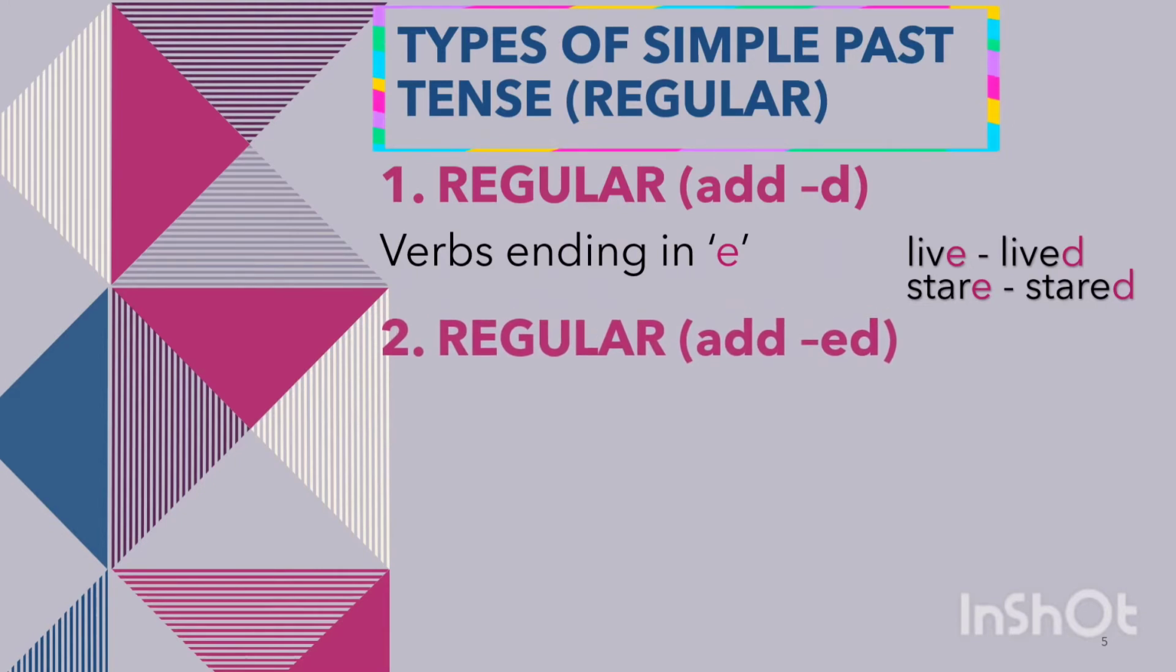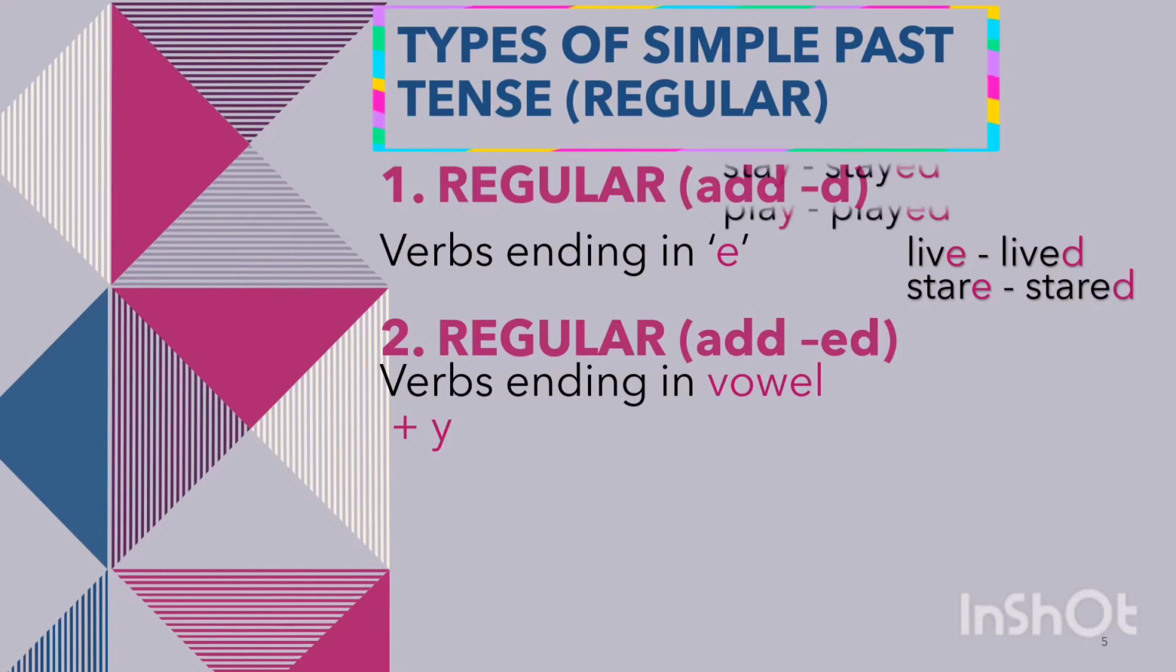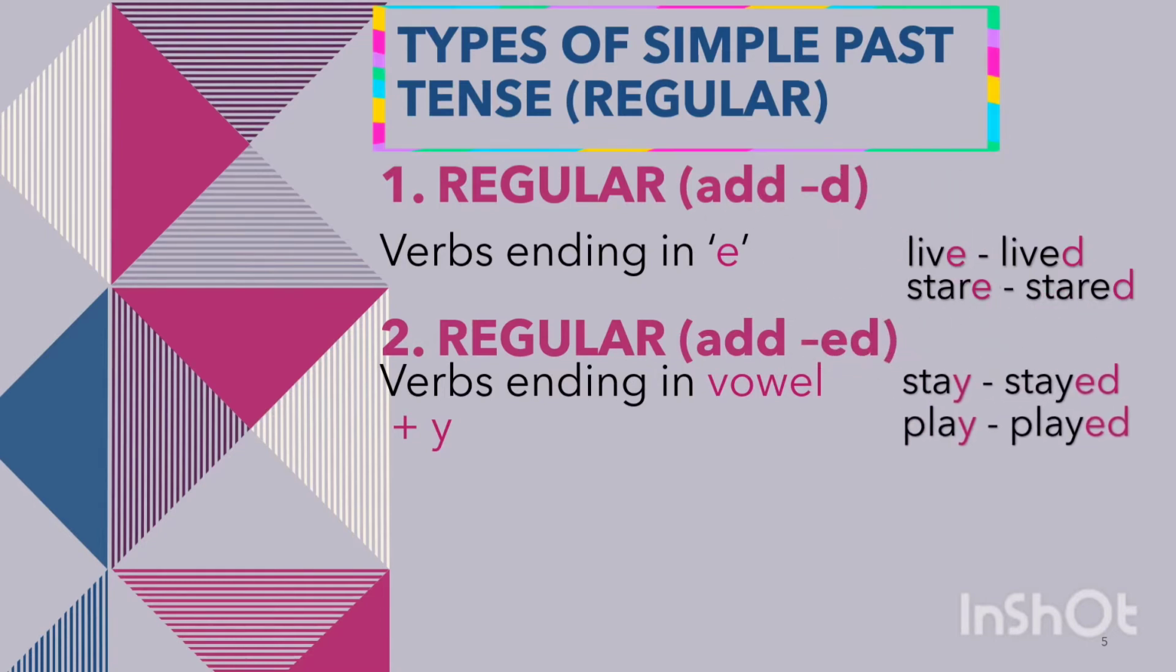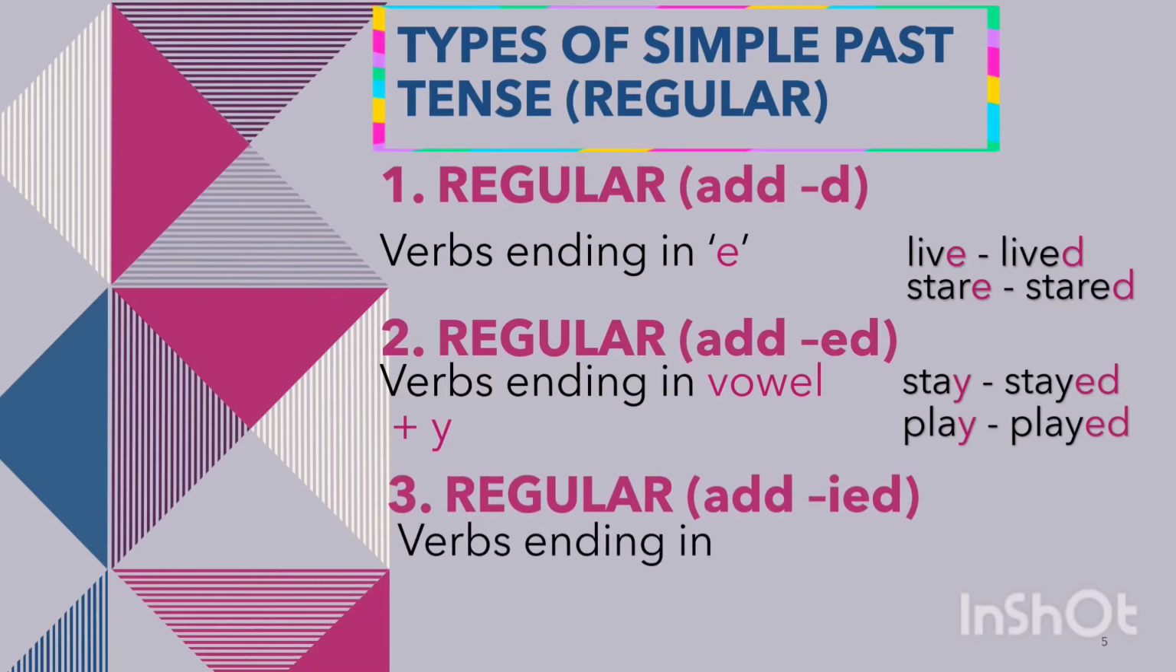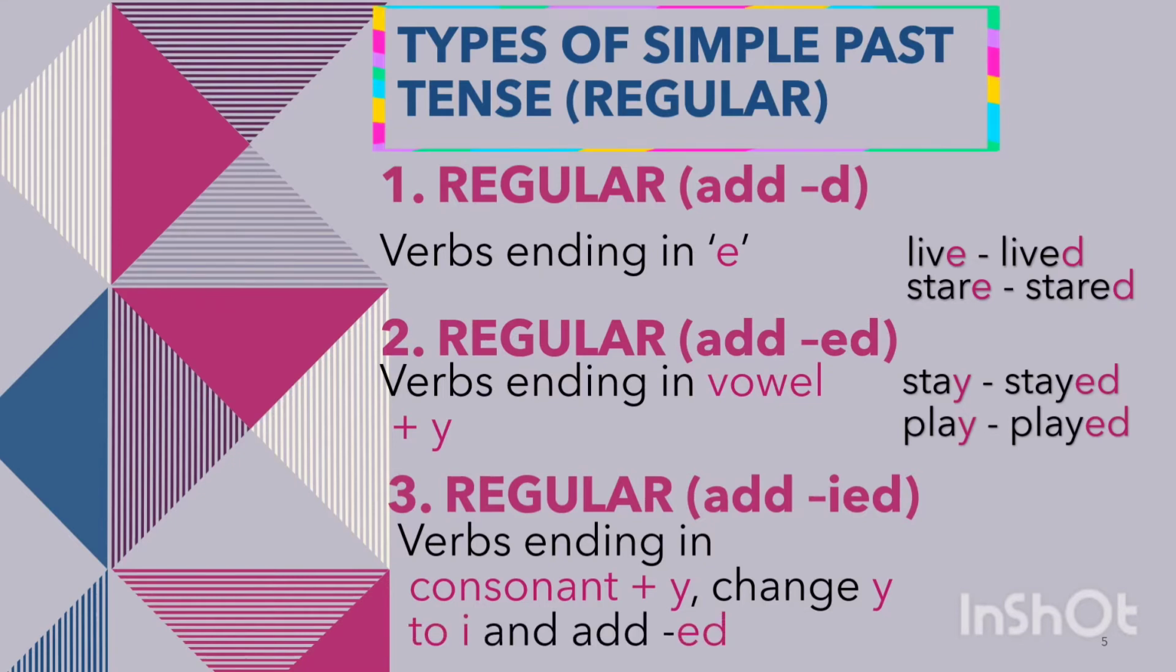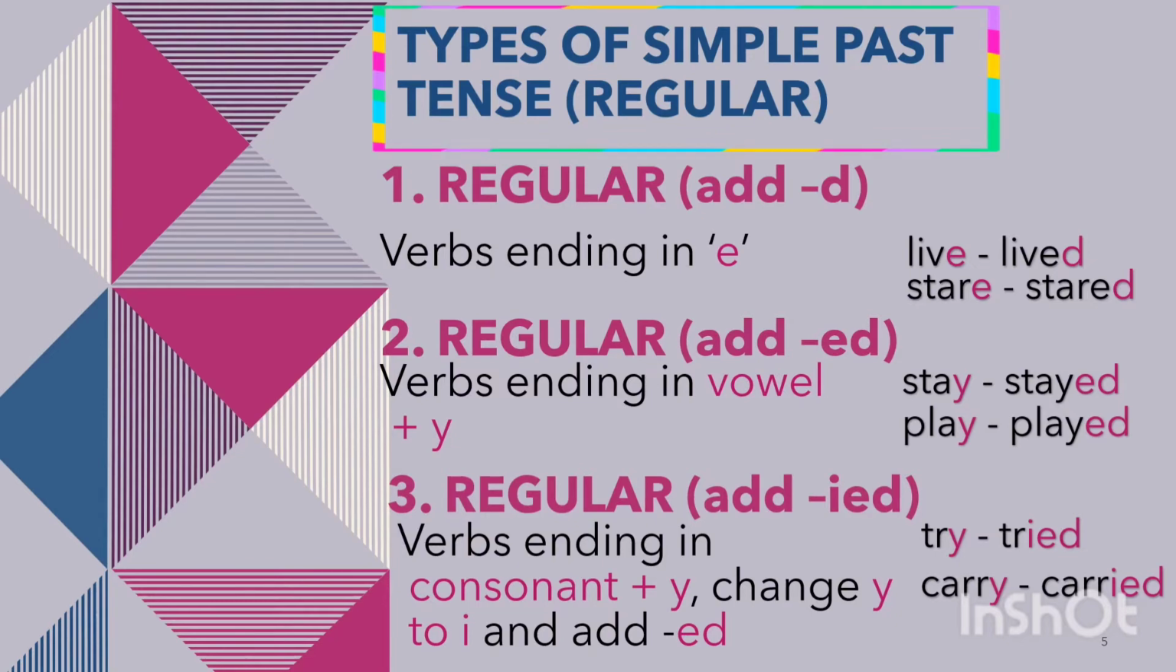Sometimes we add ED. We add ED for verbs ending in vowel plus Y. For example, stay, stayed, play, played. There are some verbs that we have to add IED. For verbs ending in consonant plus Y, change Y to I and add ED. For example, try, tried, carry, carried.